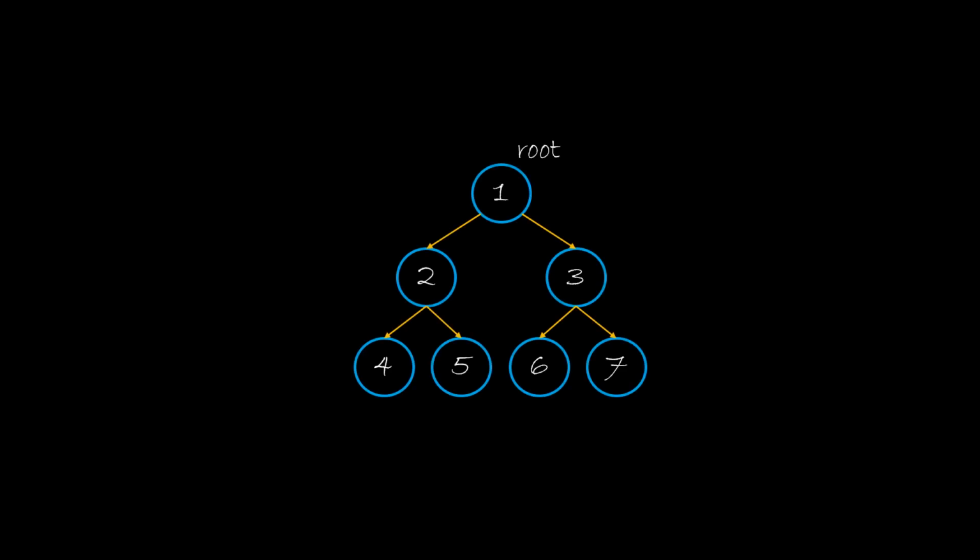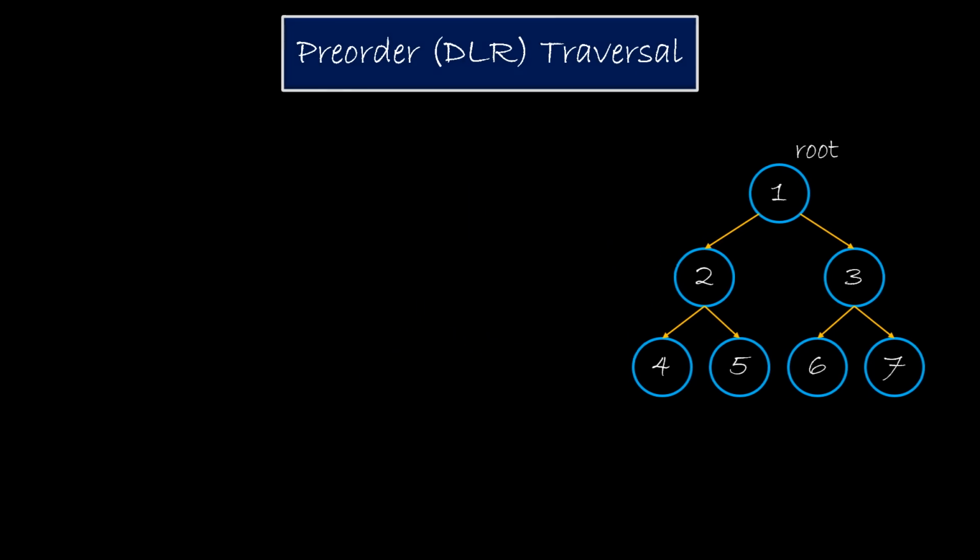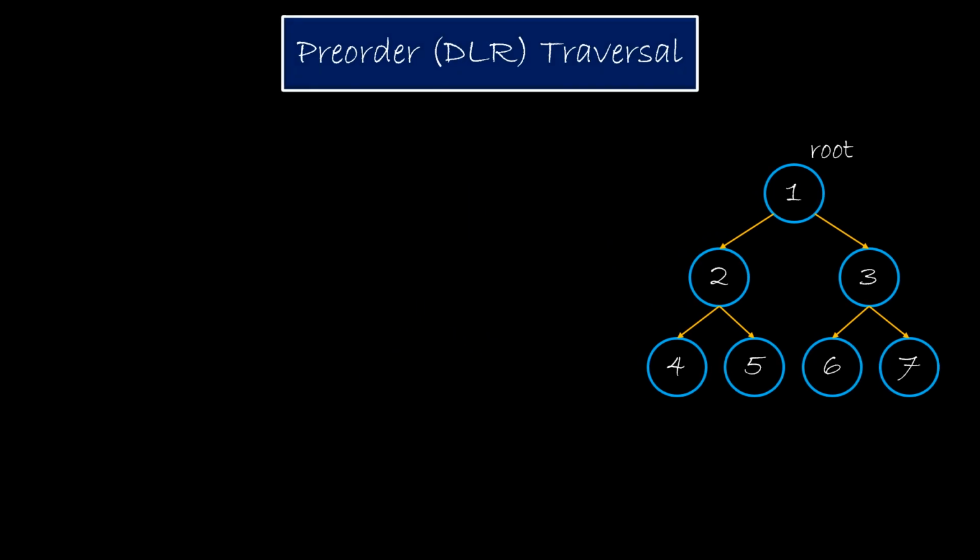We will use this tree as an example in the whole video. Let's first understand the preorder traversal in detail. If you know one, the rest too becomes easy. Preorder traversal is a DLR traversal, wherein we process the nodes in the order root, left and then right.